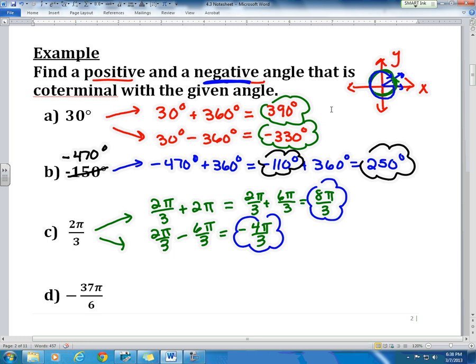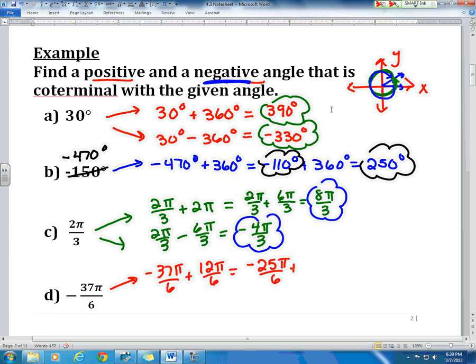Negative 37 pi over 6. If we go from here, negative 37 pi over 6, if I want to get a positive angle measure, I'm going to add how many sixths? The equivalent of 2 pi. So we're going to have to add 12 pi over 6 onto this, which means one group of 12 pi over 6 is not going to quite cut it here. So that would bring us to negative 25 pi over 6. And in all reality, I need still quite a few more.